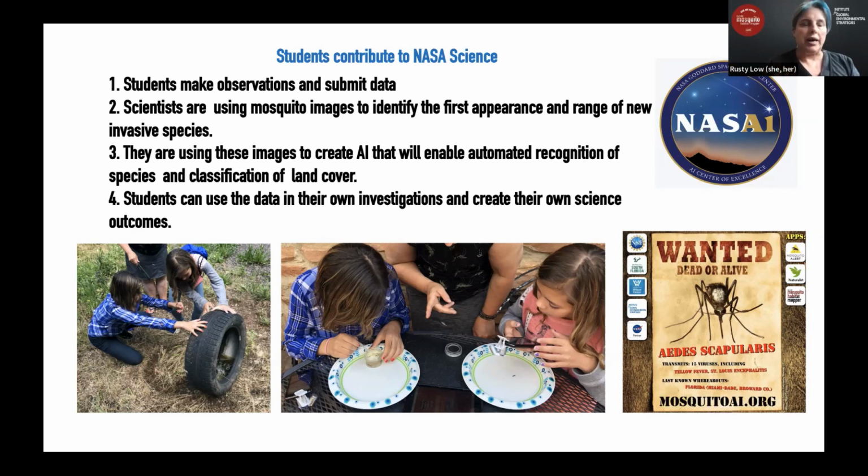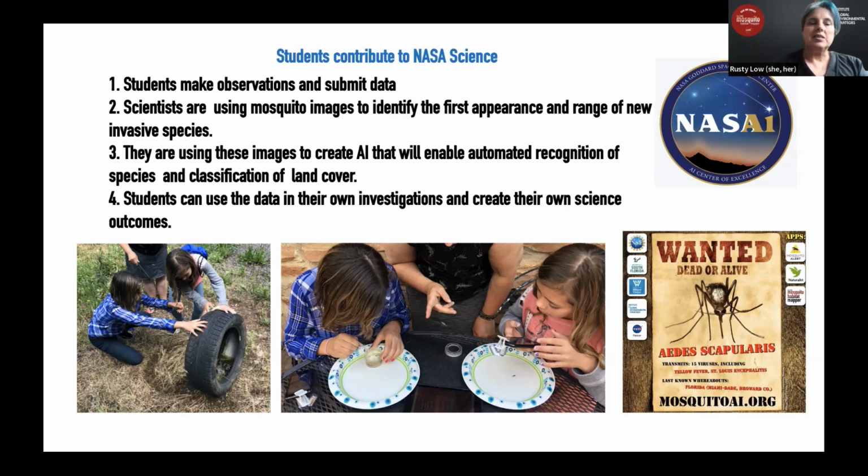For instance, in the US, we have 2 new invasive species in the last year. One is Aedes scapularis, the other is Aedes vittatus. Both of these critters are potential vectors of disease. They can carry diseases like dengue. So we're very worried about these. And we found them most recently in Texas and in Florida because they're moving northward. So that's a really important thing.